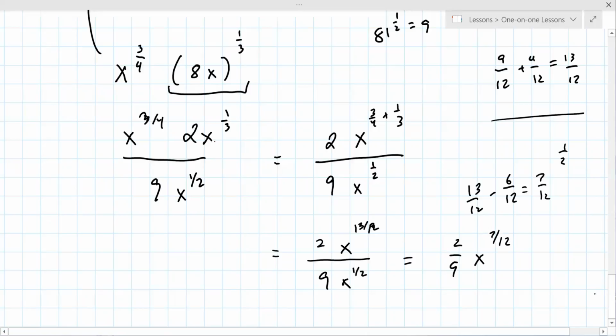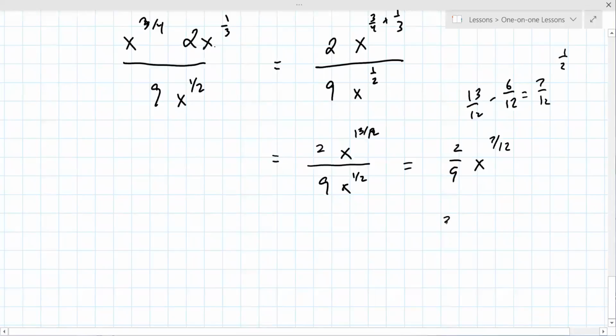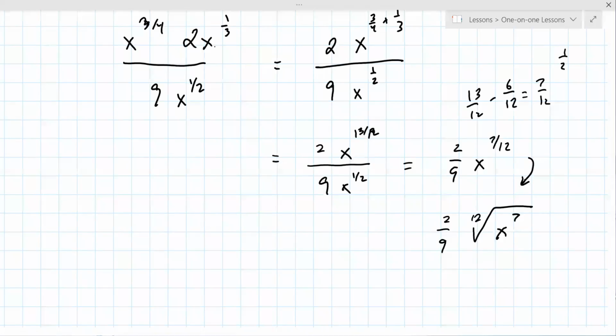But it says to write in radical form. So you have to know to write this as the 12th root of x to the 7th. Oh, okay. A lot there. Yeah, that's just a lot going on. Wouldn't expect that on there, but maybe. You can look back at your notes if you want to see that again.